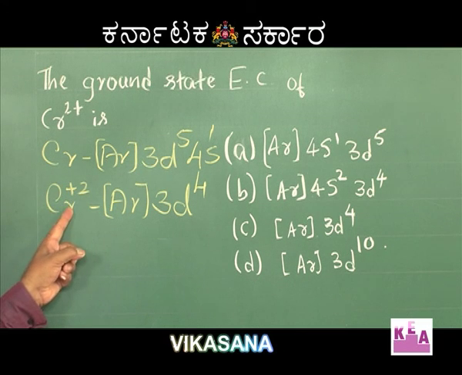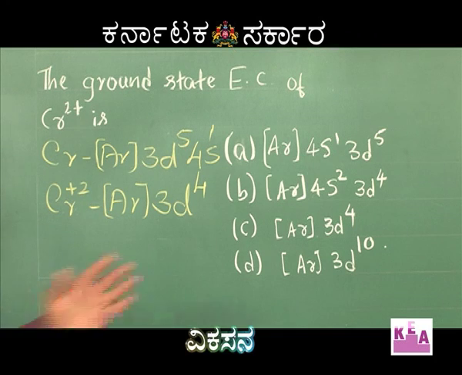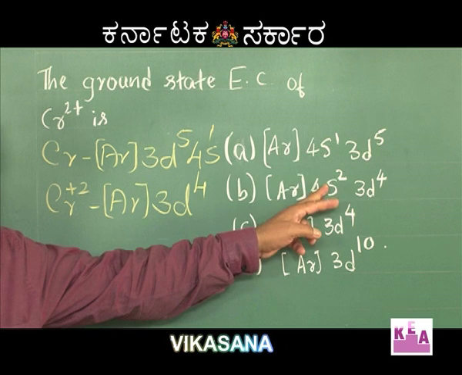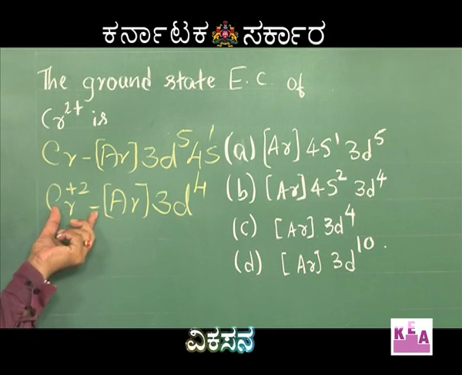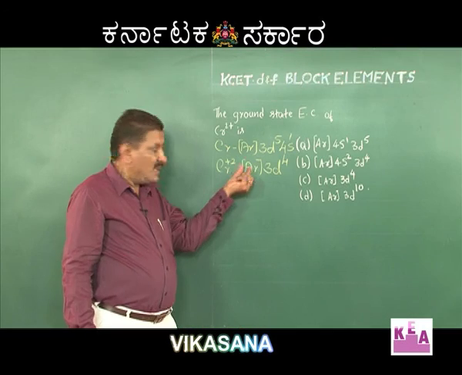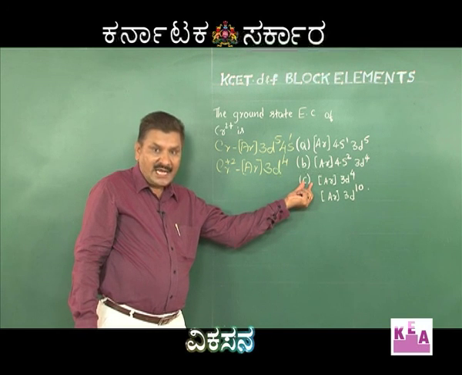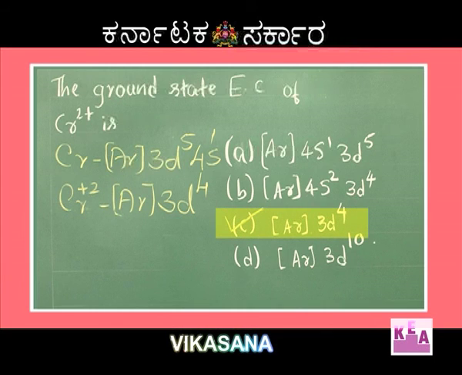Once you get this answer, try to search for the answer you got in the given options. Otherwise, if you directly go searching for the answer, a slight variation in the answer will lead to confusion. To avoid that confusion, get the required configuration, then try to find it in the given options. This is the answer we got, and this answer is there in option C. So therefore, the correct option for chromium 2 plus electronic configuration is option C, argon configuration followed by 3d4.